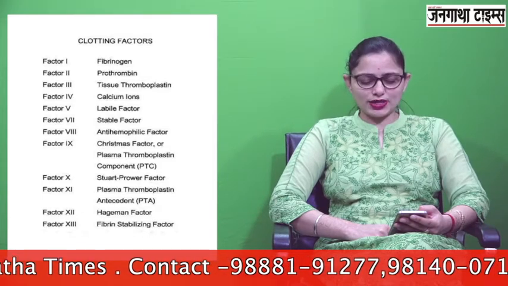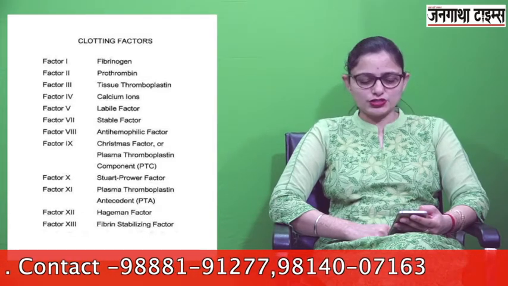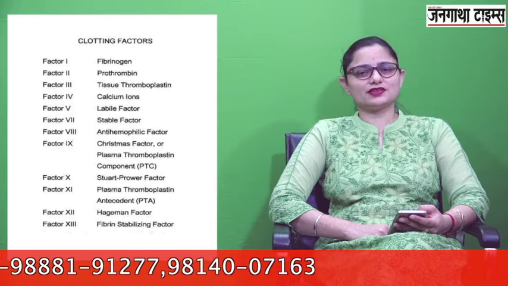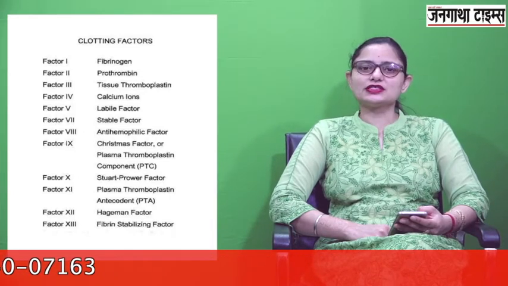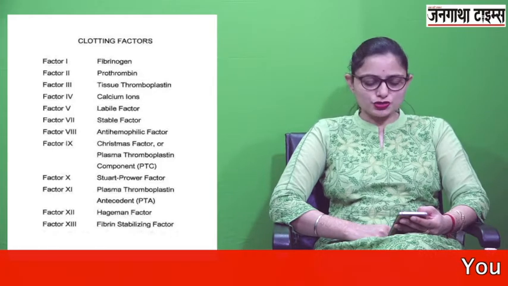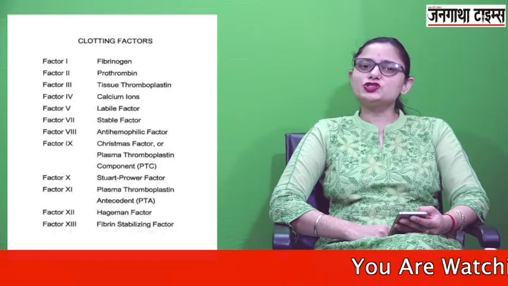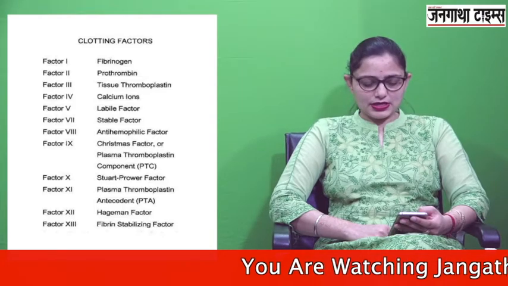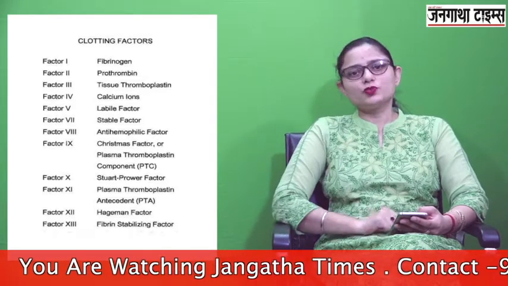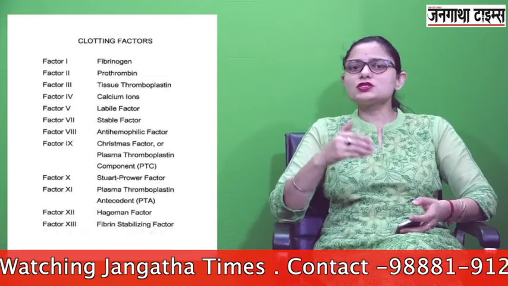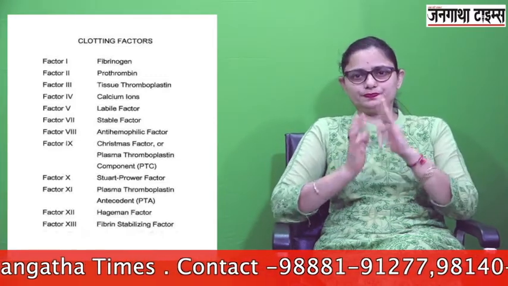Clotting factor number 12 is the Hageman factor, which is released by the liver as well as the platelets. And clotting factor number 13 is the fibrin stabilizing factor. Now you should know one thing, that factors number 2, 7, 9 and 10 require vitamin K for their production. So this is about the clotting factors.